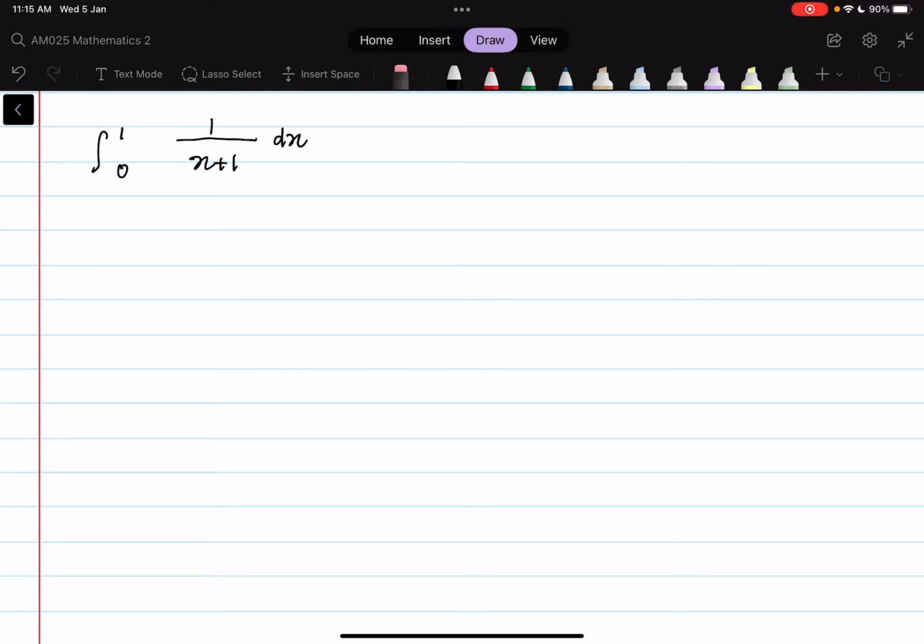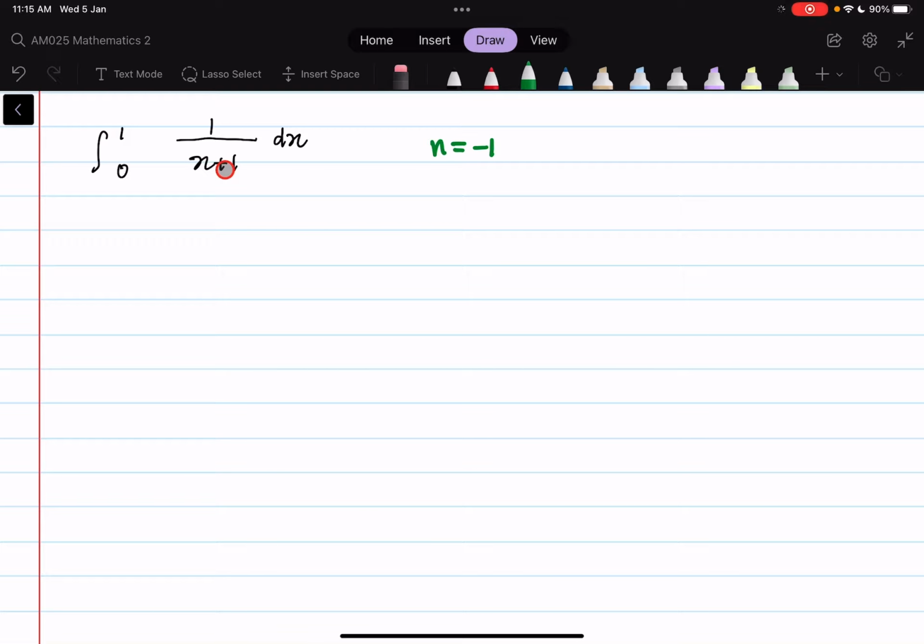Find the value of the definite integral from 0 to 1 of the function 1 over x plus 1 with respect to x. So for this question, our n is equal to negative 1, because if we raise up the power here, it's going to be x plus 1 to the power of negative 1.